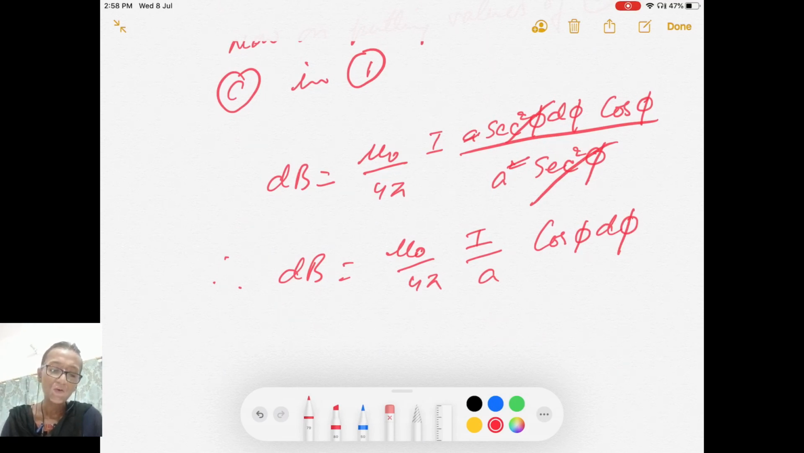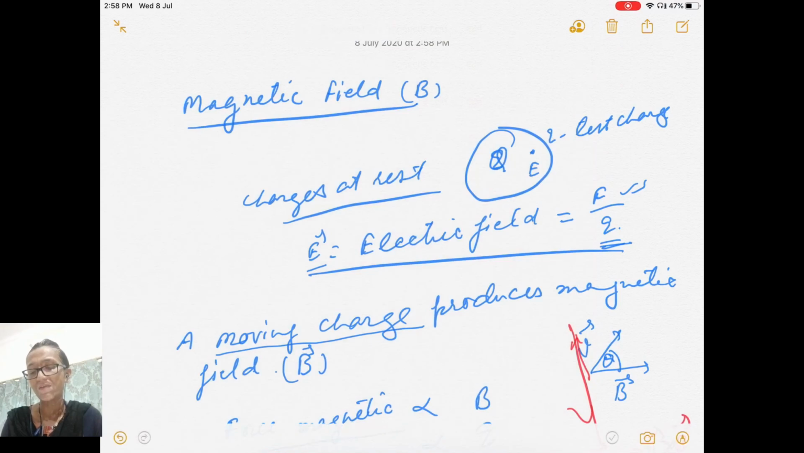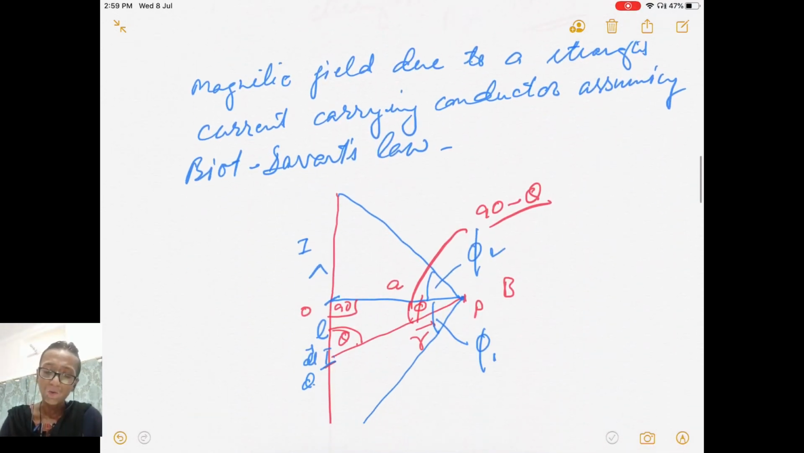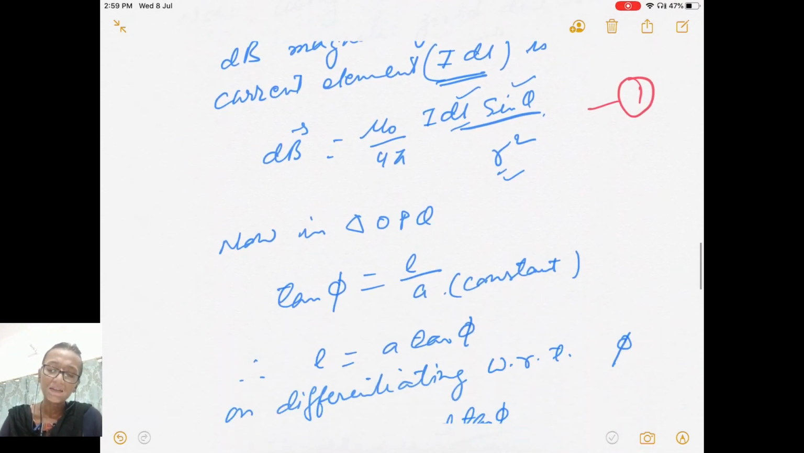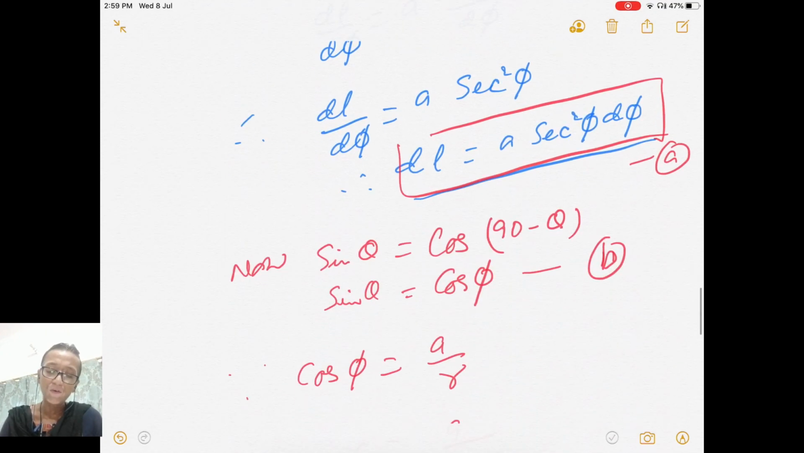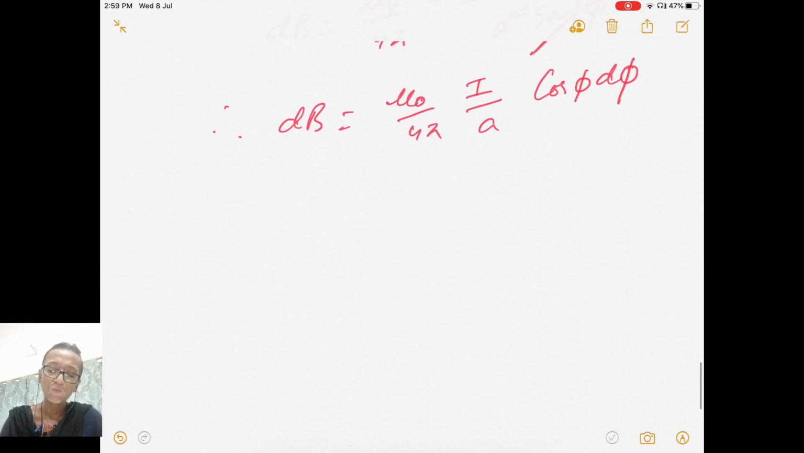And now we need to find the value of the magnetic field. So let me integrate this magnetic field under the proper limit. Here everything has now changed into a constant. A, the perpendicular distance, is a constant, the current I flowing is a constant, and the variable thing is the angle. So let me take the limit of the angle from minus phi 1 to plus phi 2.